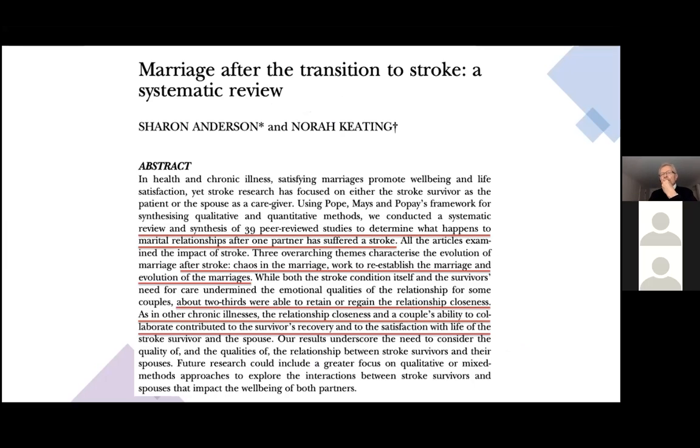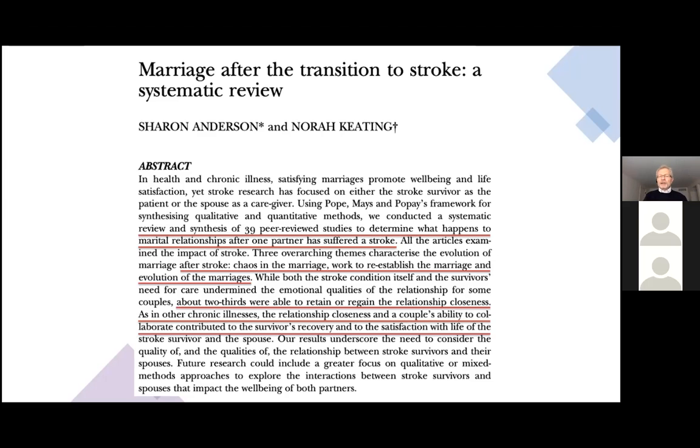So this is a systematic review of marriage after the transition to a stroke. It's a major medical problem that changes people, changes relationships. This review and synthesis of 39 studies looked at marital relationships after one partner has suffered a stroke. What they found in this narrative review is that after a stroke, initially there's chaos in the marriage. There's work to reestablish the marriage, and then there's evolution into a different type of relationship.